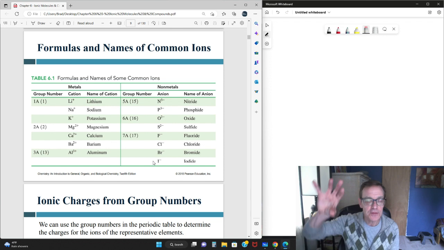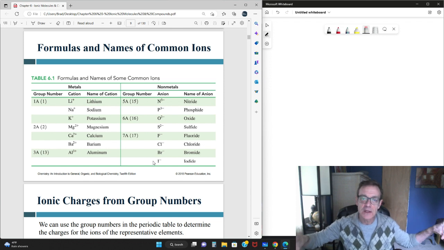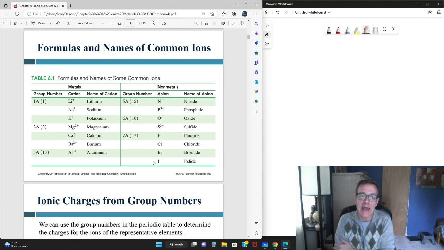Okay, so everything on the right, the non-metals, is taking electrons from the metals on the left to become their respective anions and cations. Okay.